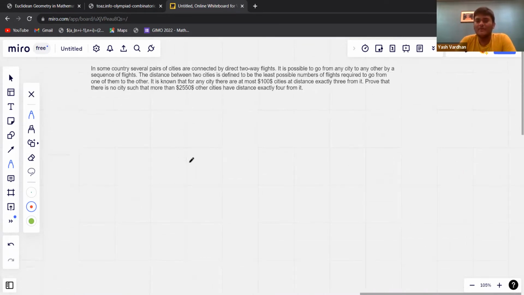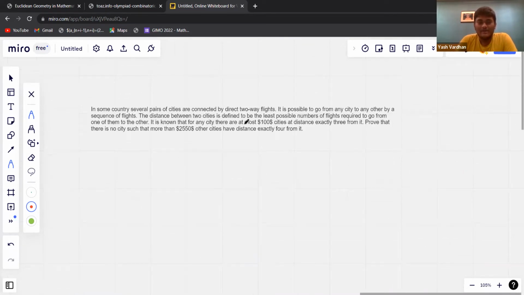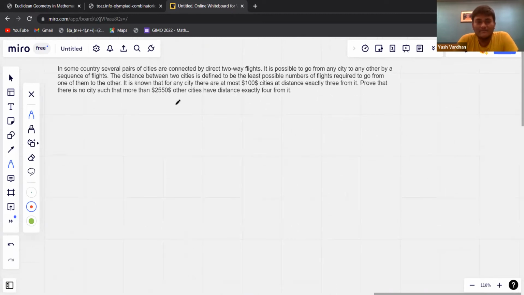The previous problem was from a mock JMO, and it was P5. In some country, several pairs of cities are connected by direct two-way flights. It is possible to go from any city to another city by a sequence of flights. The distance between two cities is defined as the least possible number of flights to get from one to the other. It is known that for any city, there are at most 100 cities at distance 3 from it. Prove that there is no city such that more than 2550 other cities have distance exactly 4 from it.